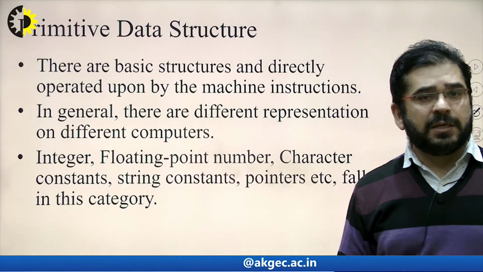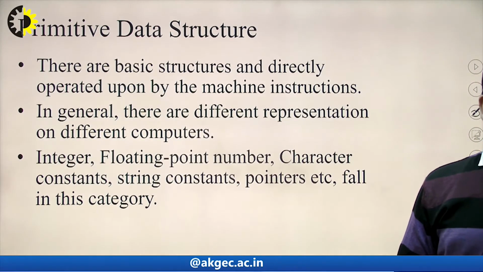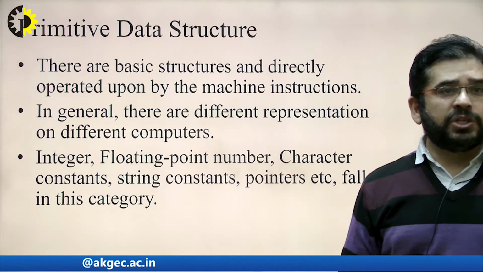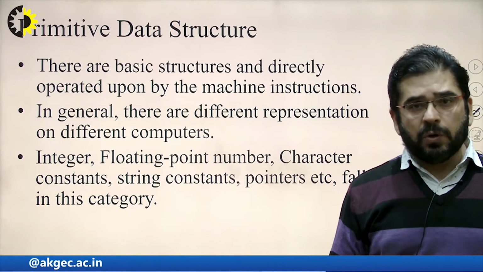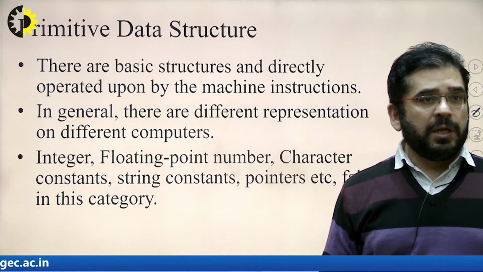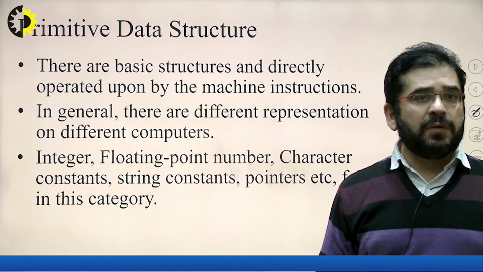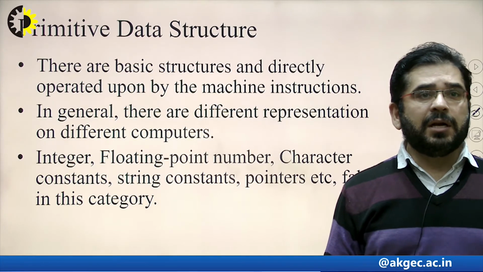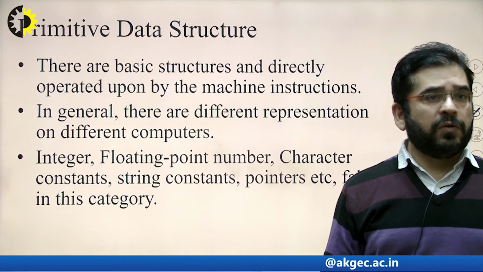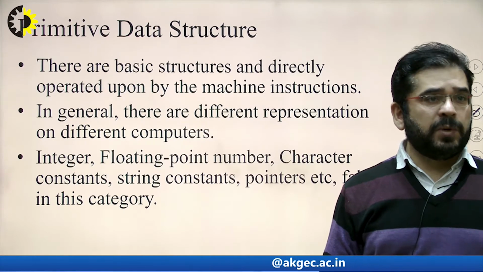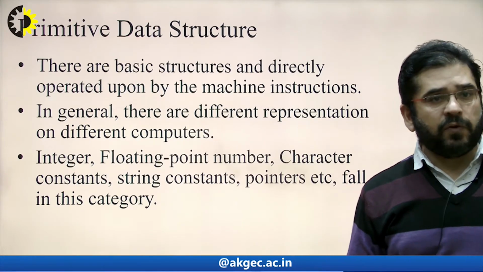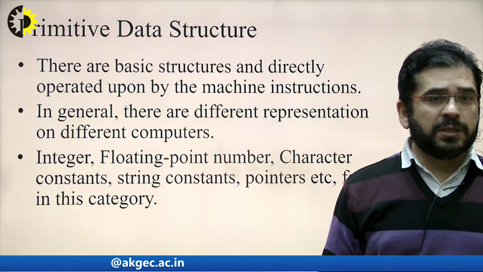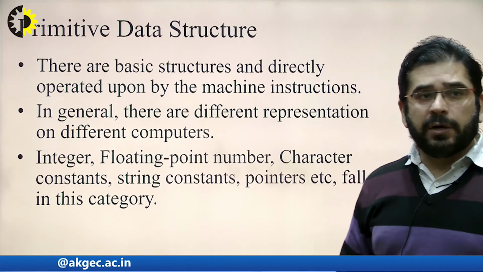First of all, I will tell you in detail about primitive data structure. These are basic structures and directly operated upon by the machine instruction, because the user does not have any fixed control over it. They are dependent on the language itself or the machine which is executing the instruction. So, in general, there are different representations on different computers for these primitive data structures, like integer, floating point number, character constant, string constant, pointers, etc. All these fall under this category.